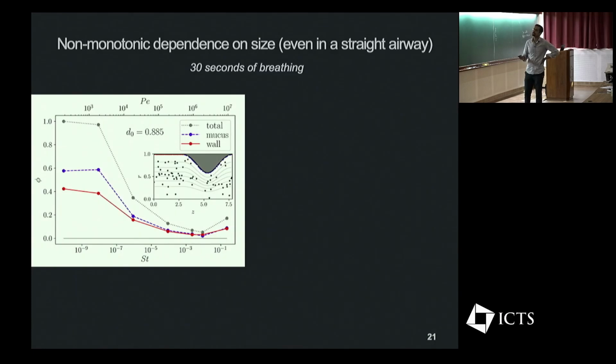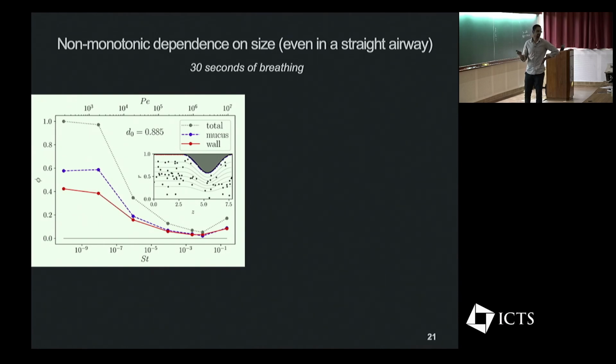So if I now do those simulations for, I can do this for different times, but let's say 30 seconds of breathing, half a minute, and look at the amount of trapping versus the particle size, you get the same non-monotonic behavior that has been measured experimentally for total lung deposition.